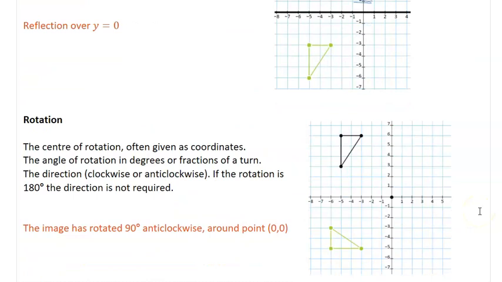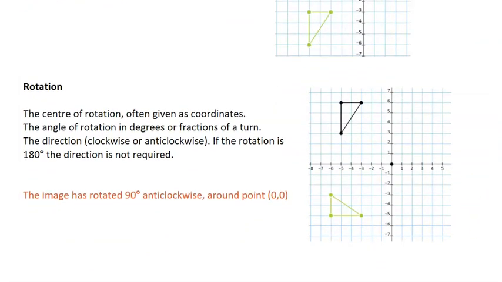When it comes to rotation, we need to give a little bit more information. So the center of rotation, given often as coordinates, the angle of rotation in degrees or fractions of a turn, it's most likely degrees, and the direction. Of course, if it's 180 degrees, then you just have to say 180 degrees and you don't need the direction, because any direction still gets you to the same point.